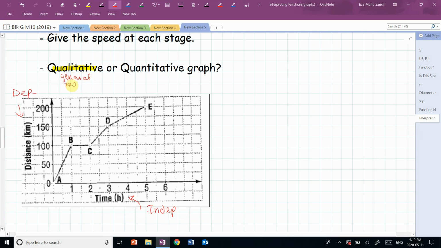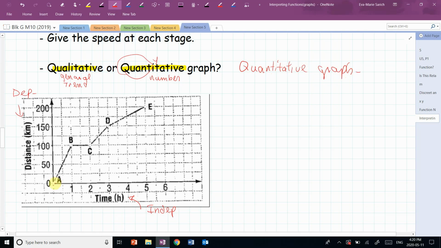and quantitative, you need to think about quantity, and this is going to have numbers. So when we look at this graph, there's a time with numbers here and there's a distance with numbers here. So this is definitely a quantitative graph. Okay. So now let's describe what's happening.